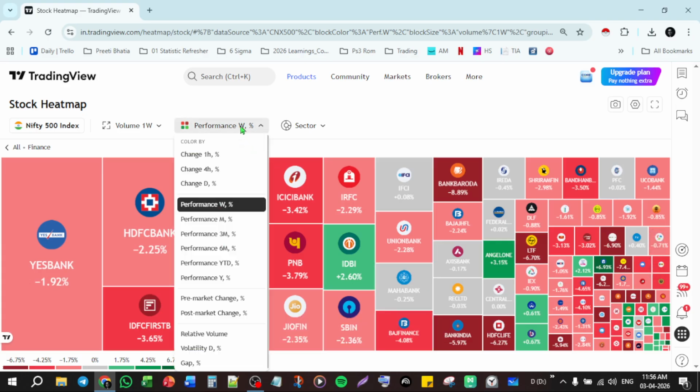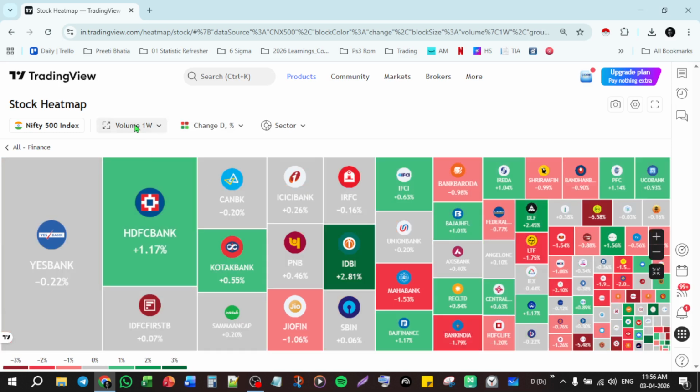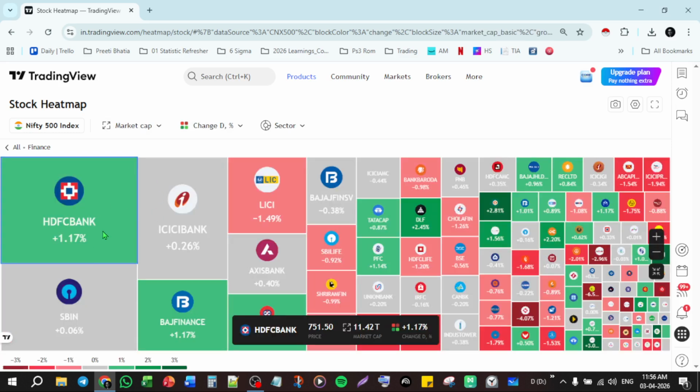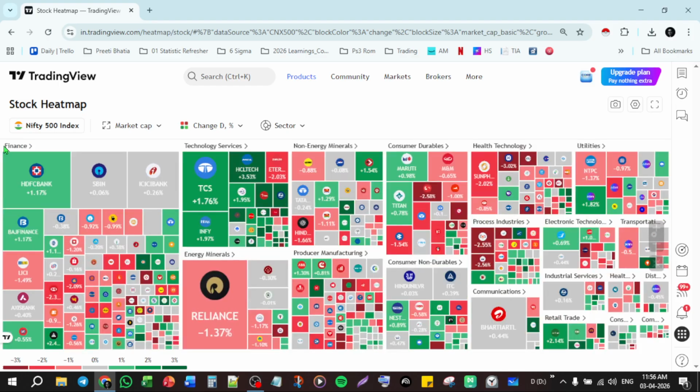I'm coming to that. So if you say day change over here and market cap here, see, it tells me that HDFC went up. Like that you know what stocks are running, and then you can check whether your position is happening. So this can help you for swing trading.